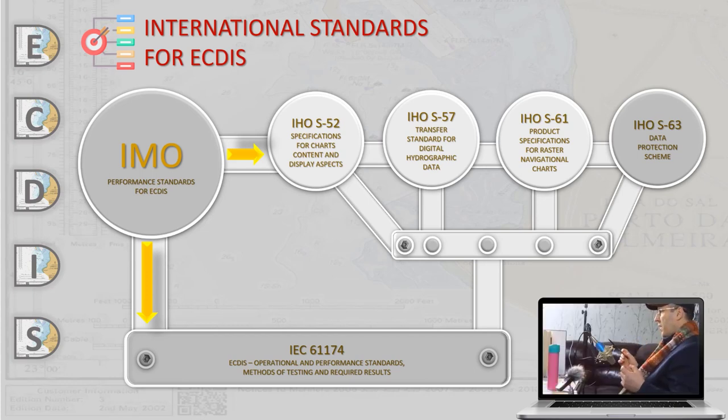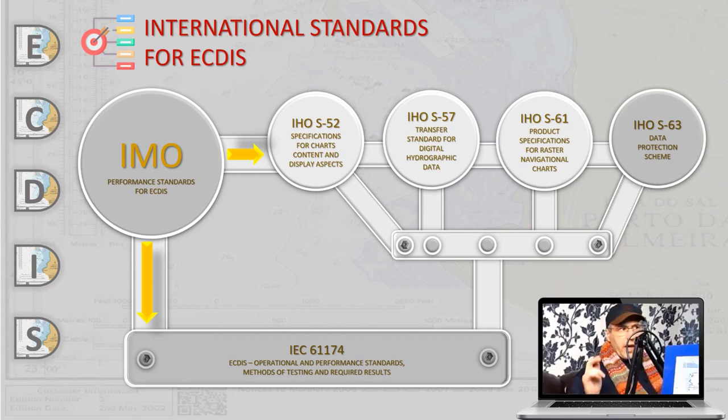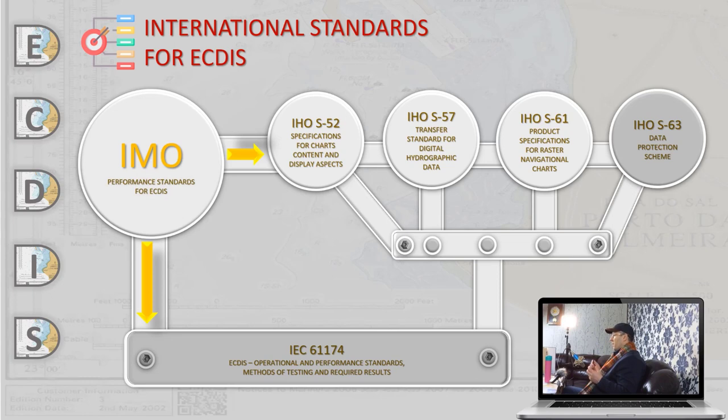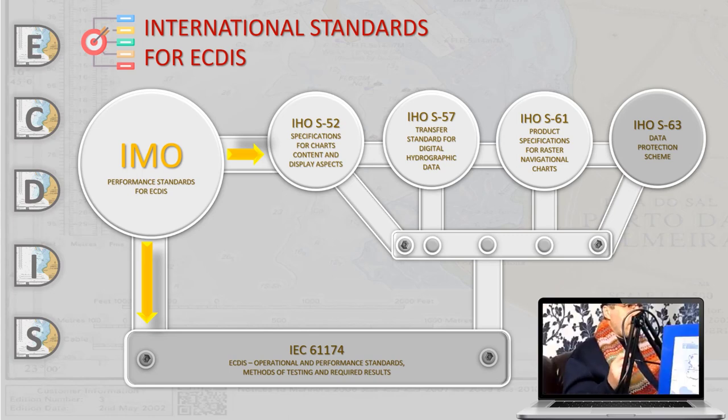Equipment that operates with chart data, to be called ECDIS, must not just be able to display chart data stored on it, but also must support a whole range of navigational functions to efficiently use chart data. That's why IMO has developed a performance standard to describe the minimum functional requirements for the ECDIS. We have a separate video about the ECDIS performance standard, and you are welcome to watch it on Q&A.